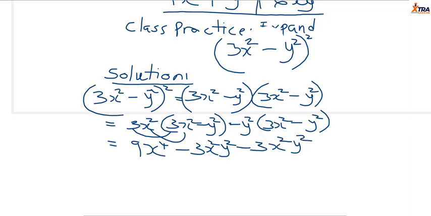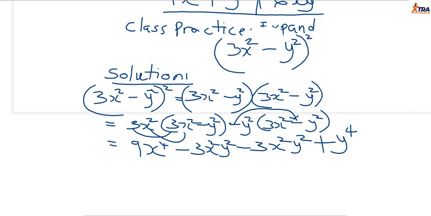Now the last part, you have to be careful here. There's a minus in front of what is outside, so you have minus and minus. That will give you what? Plus. Then you multiply the exponents, y⁴. So we have 9x⁴ − 3x²y² − 3x²y² + y⁴.